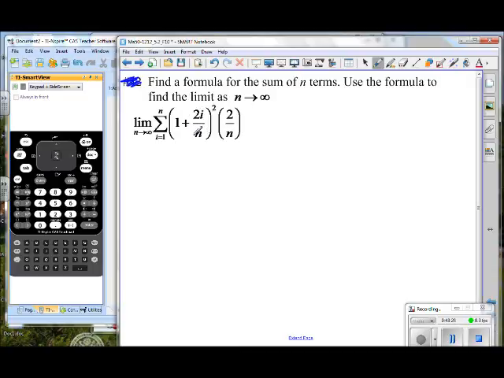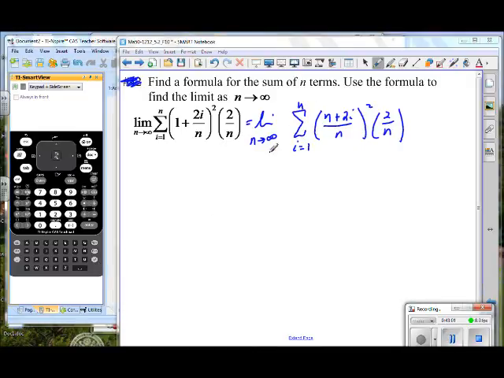First thing I'd like to do is to make this first factor into one term. So let's make it the limit as n goes to infinity of the summation of i equaling 1 to n. And if I want this to be one fraction, I would have n divided by n, and so this is going to be n plus 2i divided by n, that quantity squared, times 2 divided by n.